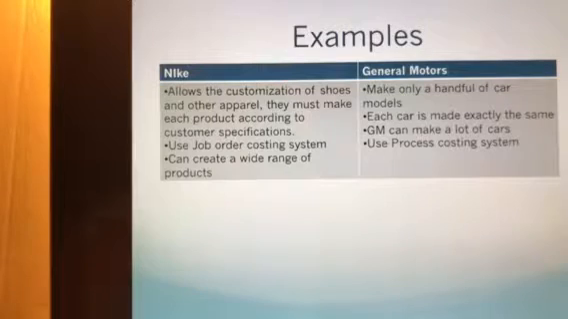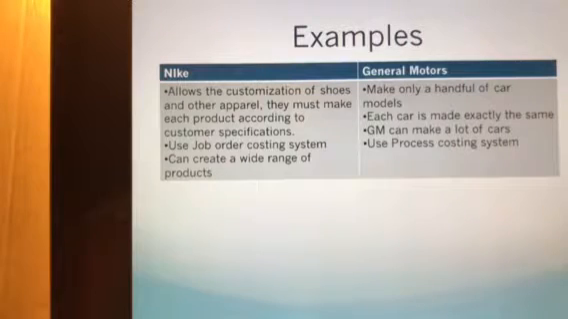Examples of these two systems. For job order costing, Nike, through their online store, allows the customization of shoes and other apparel, and they must make each product according to customer specifications. So they can't just repeat the same process over and over again to create the same product. However, with the job order costing system, they can create a wide range of products, which is probably why you don't see the same Nike running shoe on every person you see running around.